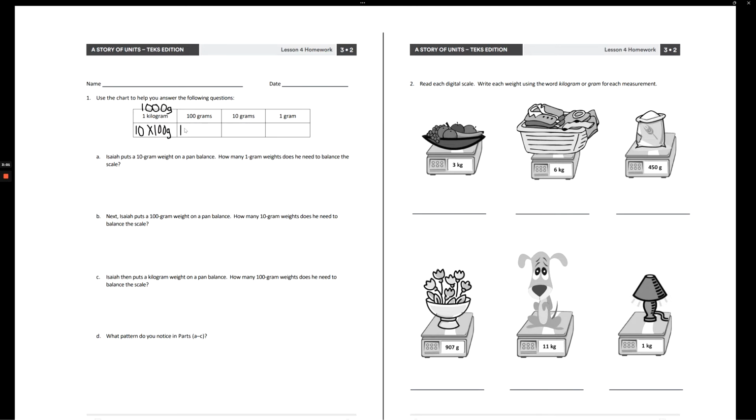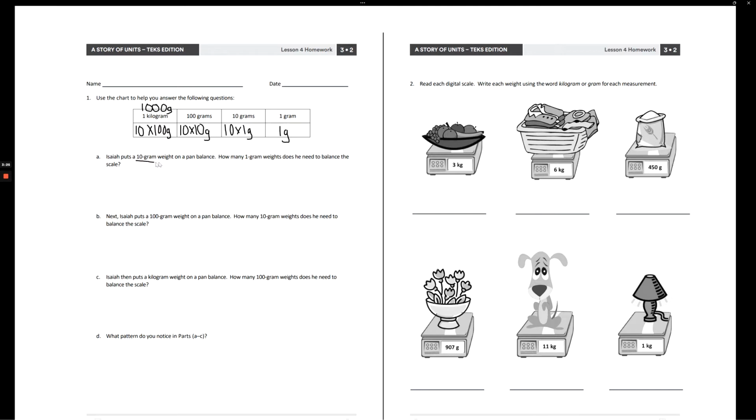100 grams is 10 groups of 10 grams. Or 100 is just 10 groups of 10. 10 grams is 10 groups of 1 gram, and then we just have 1 gram. Now let's get to our questions.